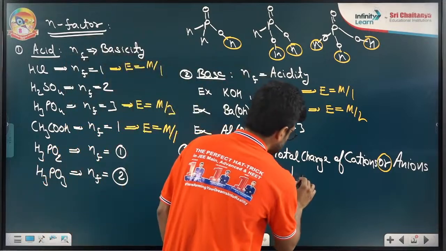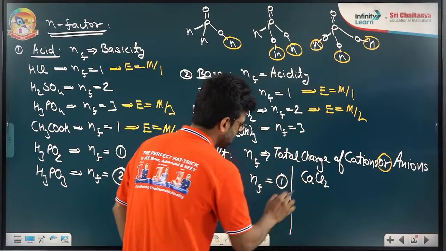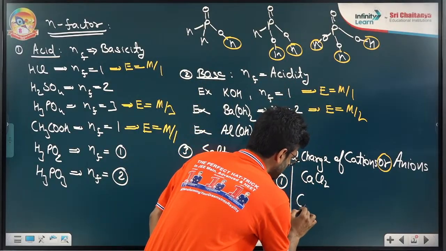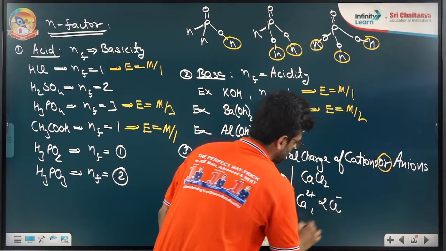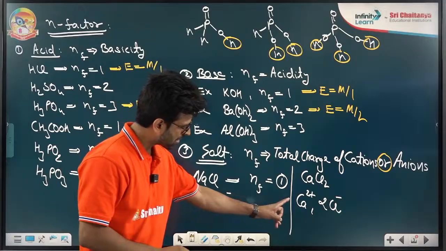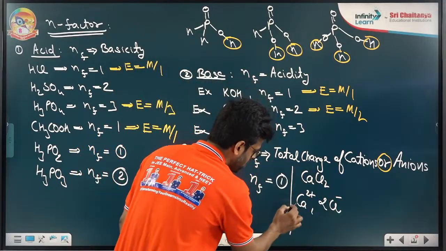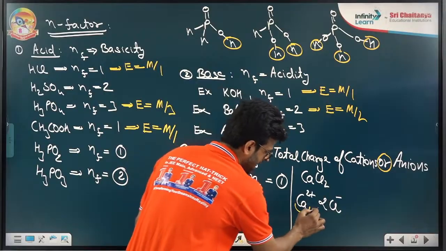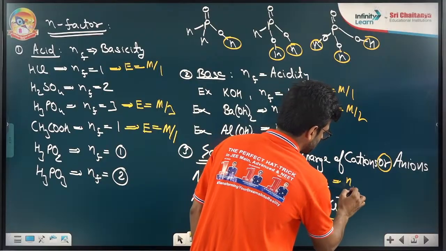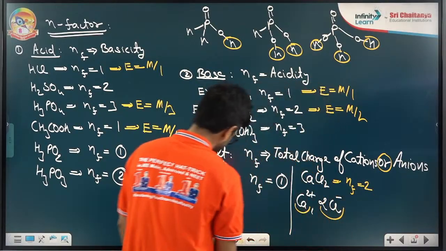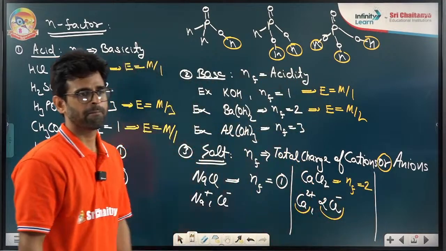Now if we talk about CaCl2, what is it? In CaCl2, if you see carefully, it's calcium plus 2 and 2 of Cl minus. So what is the total charge here? On the cation I have total charge plus 2, and on the anion total charge minus 2. Its N factor is 2. Clear? And the next thing, I will take one more example.